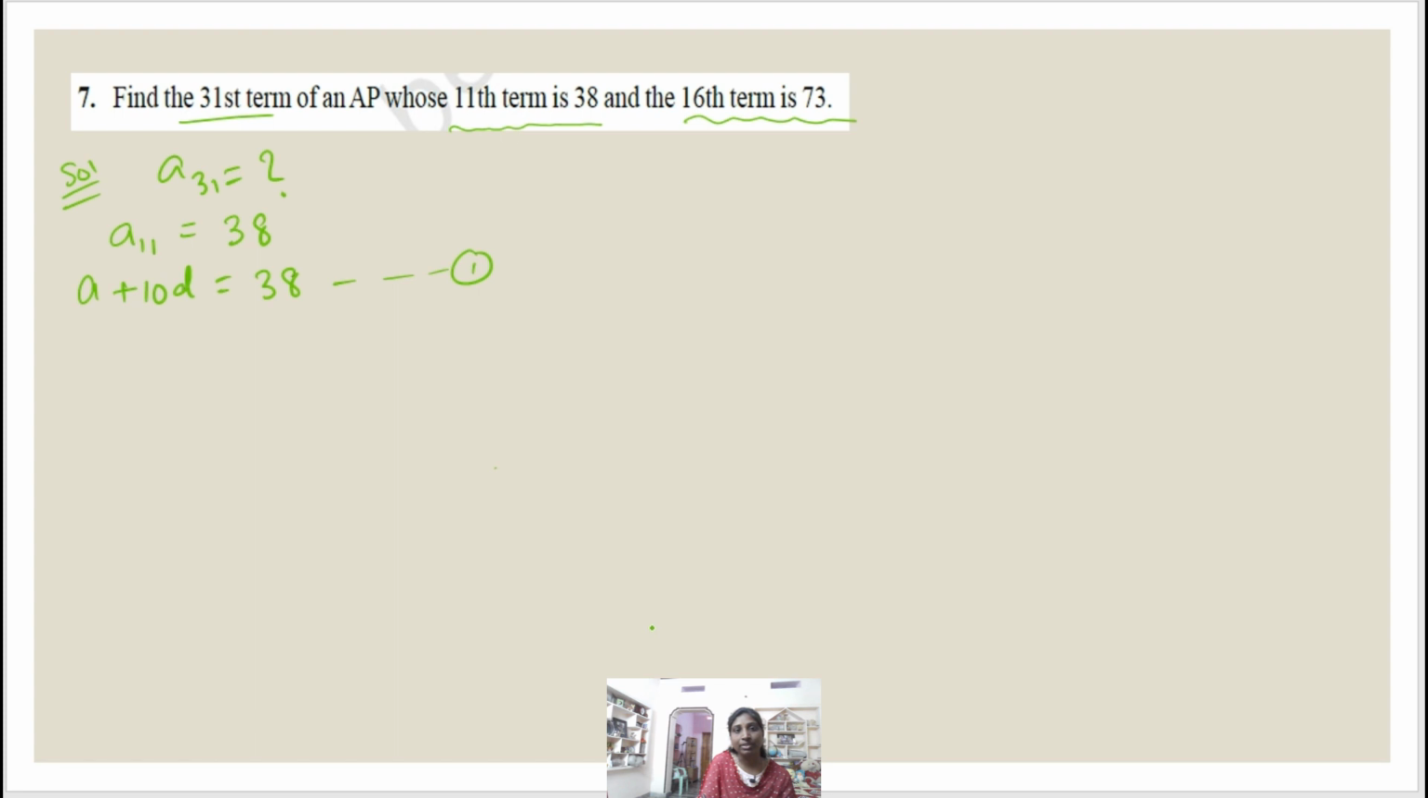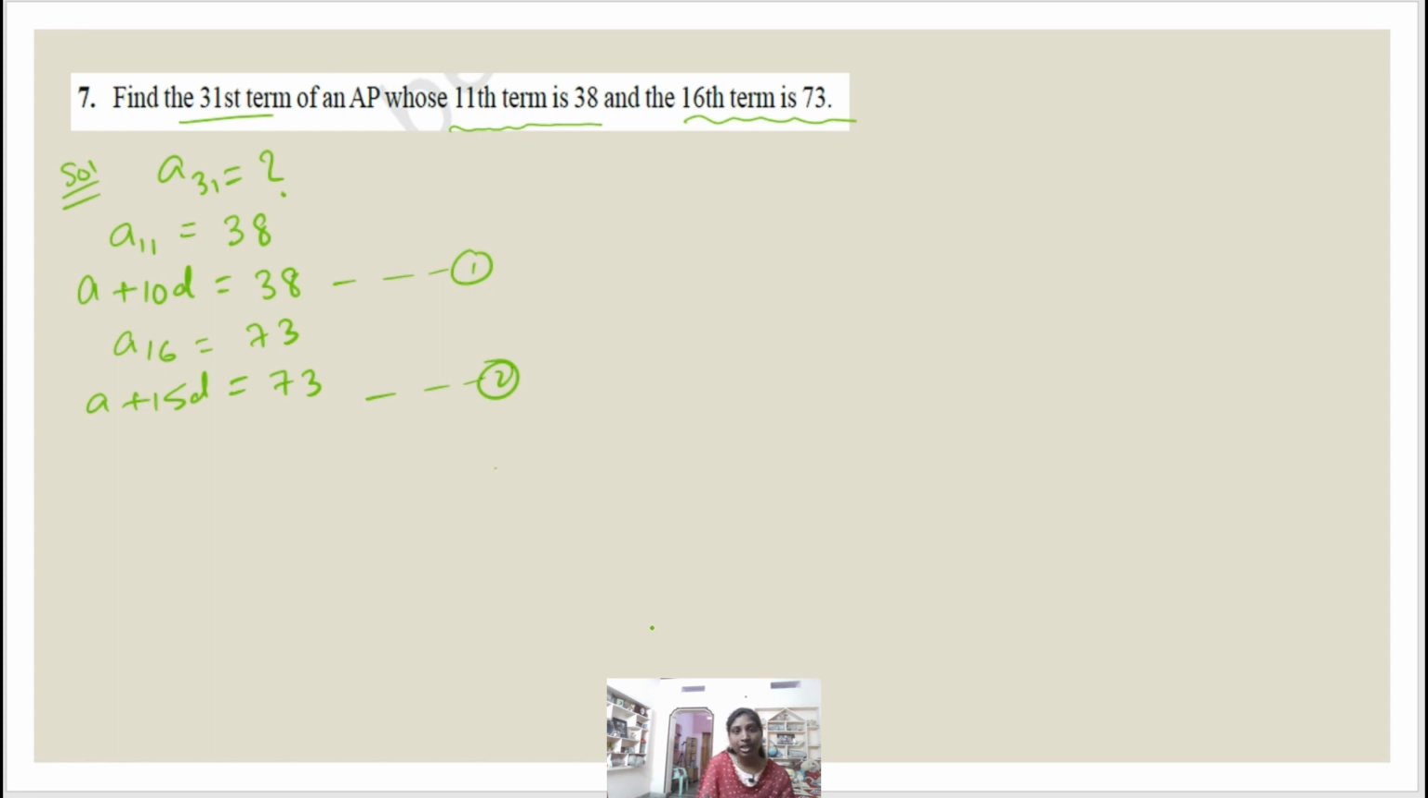Now, one more thing we have: A16 is equal to 73. It means A plus 15D is equal to 73. This is equation number 2. Now solve equation number 1 and 2. Here it is easy to find out A and D using the elimination method.